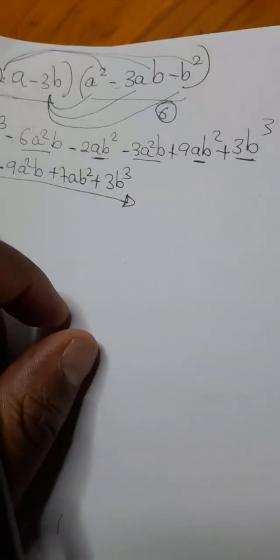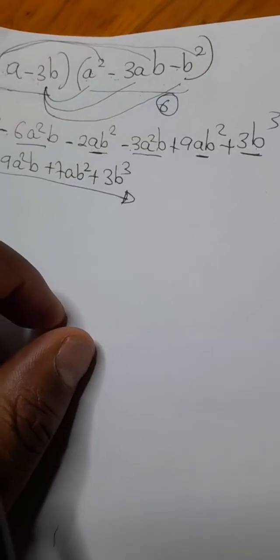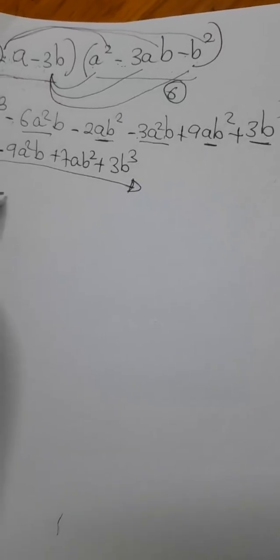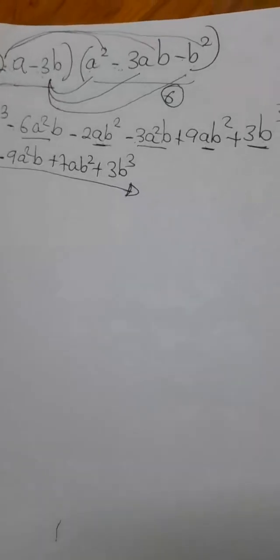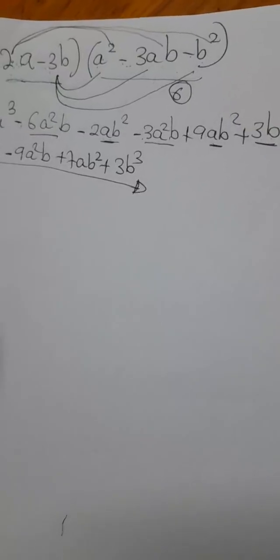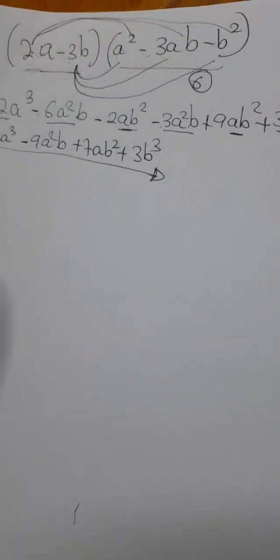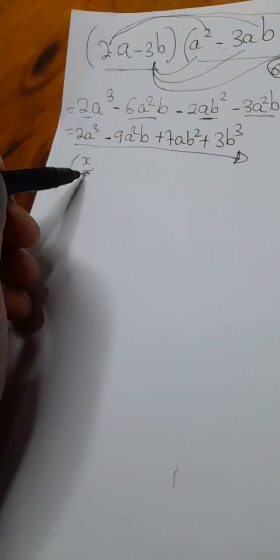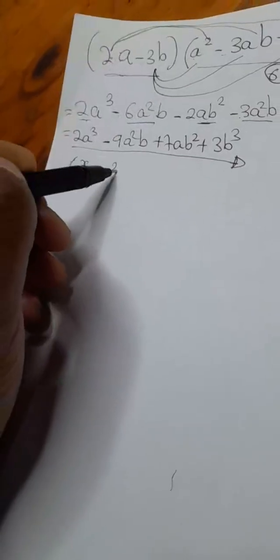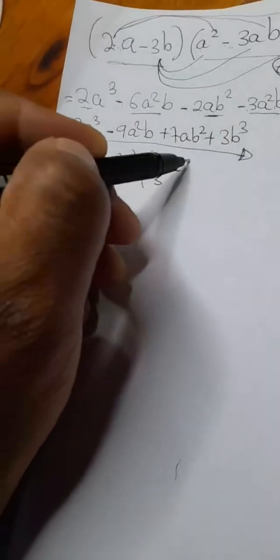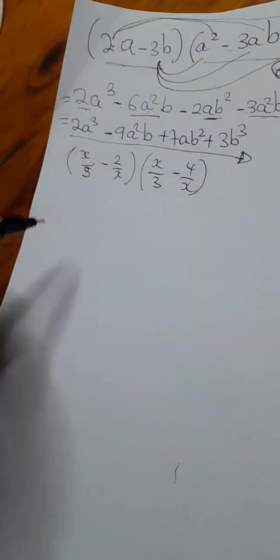Let's try another one. This one now is fractions. We are saying open bracket x over 5 minus 2 over x, close bracket, open bracket, x over 3 minus 4 over x, close bracket. Let's try to solve that one.